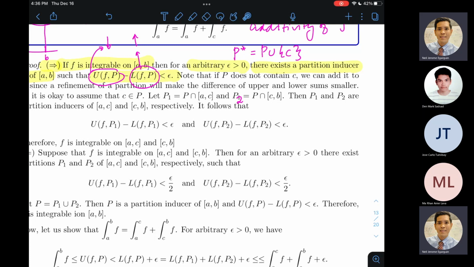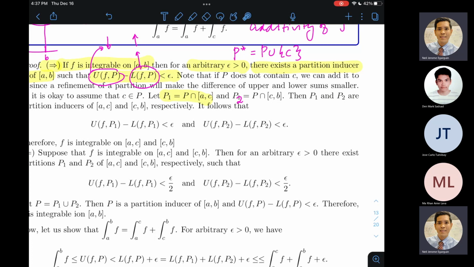Bakit? Kasi only then will P1 be a partition inducer for the closed interval A, C. Gusto ko si P1 maging partition inducer ng closed interval A, C. Tapos remember, required na dapat yung right endpoint ng interval ay isa dun sa mga elements ng partition inducer. Alright? Kaya dapat si C maging isa dun sa mga elements ni P para maging element siya ng intersection which is P1, thereby making P1 a partition inducer of the interval A, C. Tapos ganun din para kay P2. Kaya dapat si C talagang element ng P.